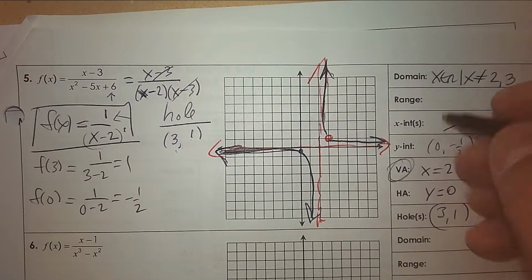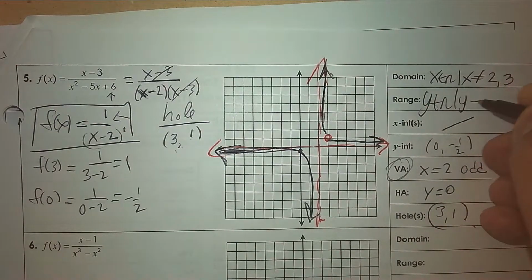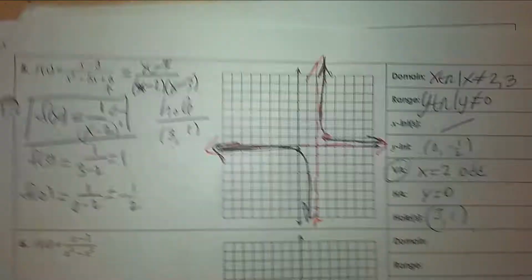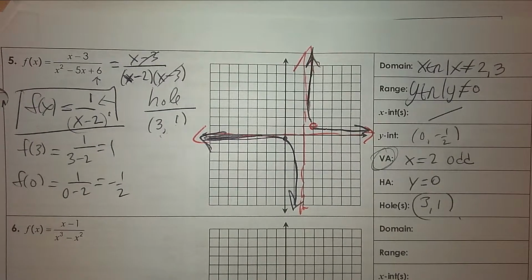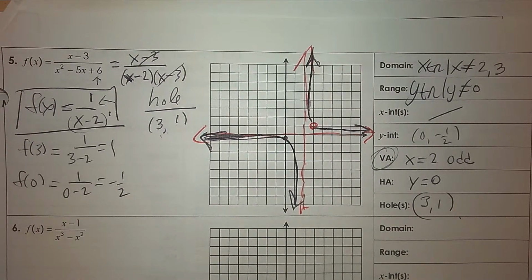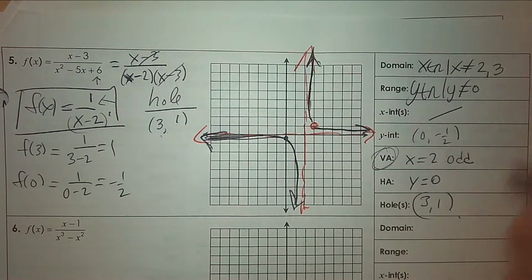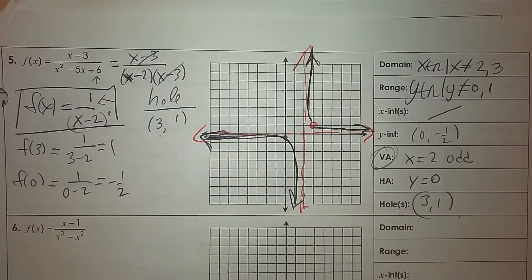So the range, what y cannot be, is 0. What's the other one it can't be? What's the y value of the hole? So 0 and 1. All right. Hey, we're done. First 5.